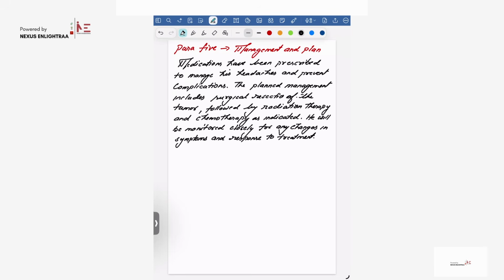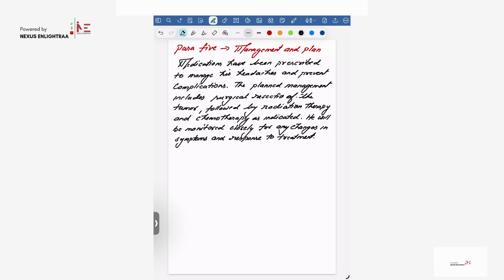Medications have been prescribed to manage his headaches and prevent complications. The planned management includes surgical resection of the tumor, followed by radiation therapy and chemotherapy as indicated. Full stop. He will be monitored closely for any changes in symptoms and response to treatment. This paragraph covers both what has already been done, that is, medications prescribed, and what is planned, that is, surgery, radiation, chemotherapy, and then again after that, monitoring.